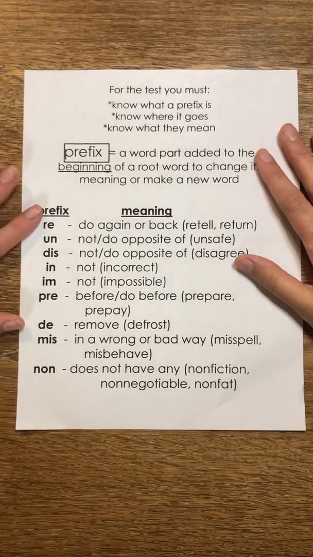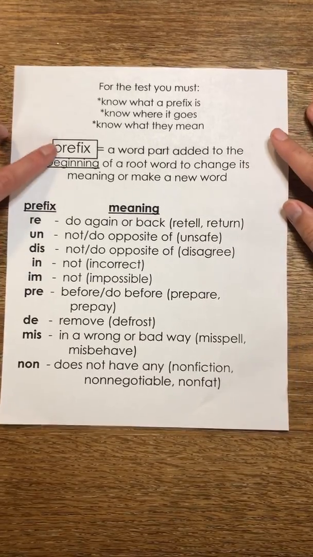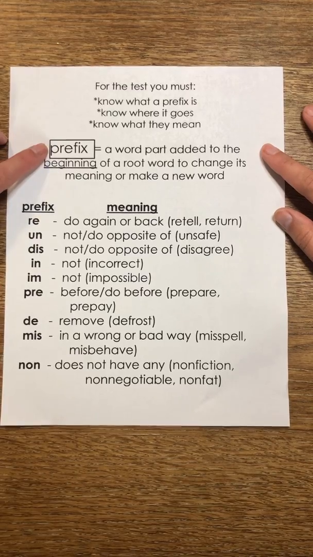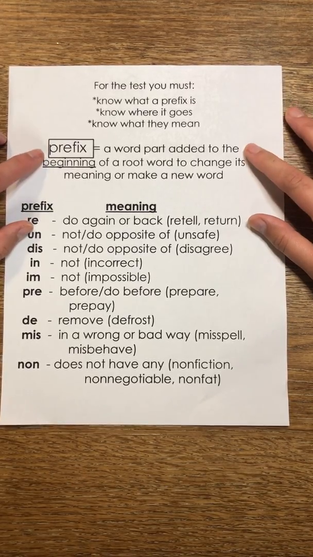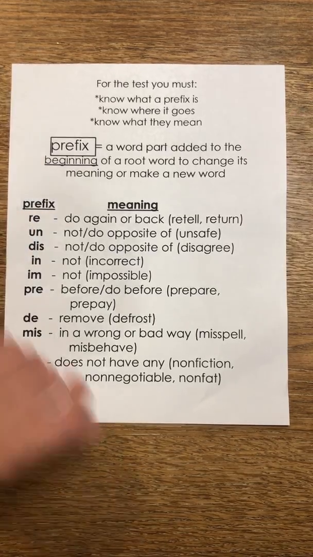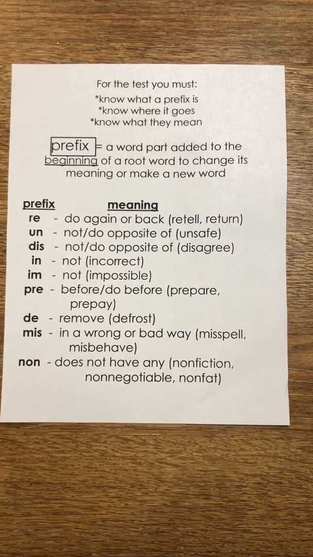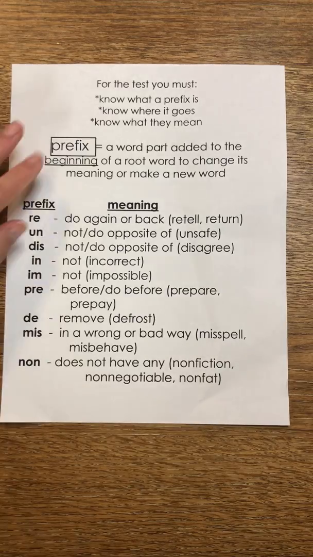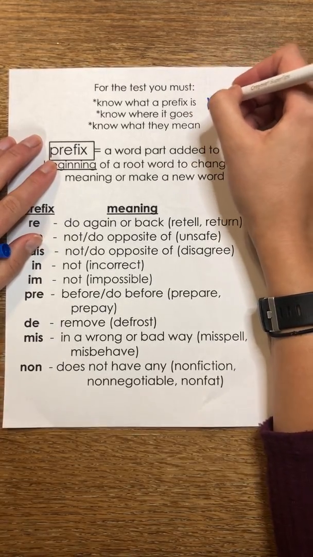Okay, so in language arts this week we're going to be talking about prefixes. That's what this word is right here. And a prefix is a word part that's added to the beginning of a root word to change its meaning or make a new word. So for example, if I have the word retell.